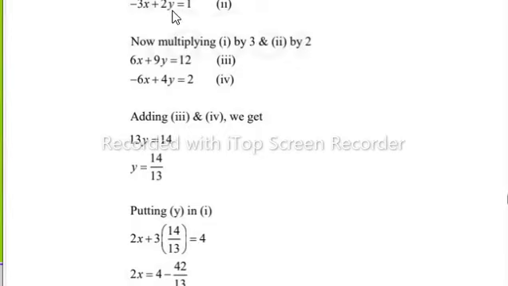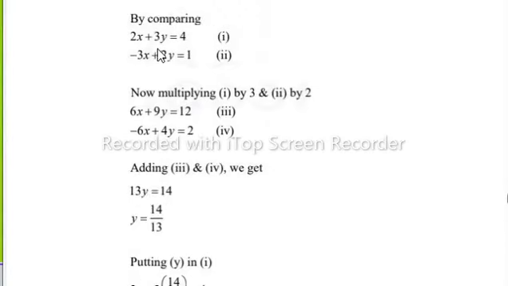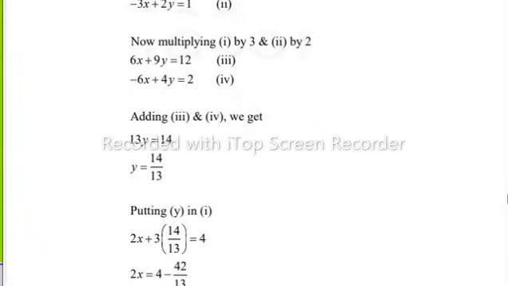Equation 1 was 2x plus 3y is equal to 4. So we put the value of y at the place of y in equation 1. Let's see, 2x plus 3 into y, at the place of y we put 14 upon 13, is equal to 4.